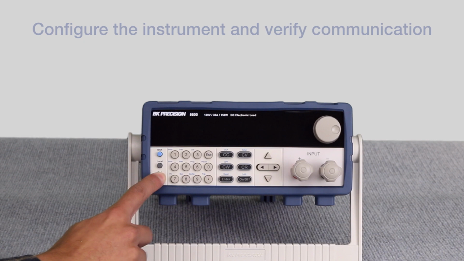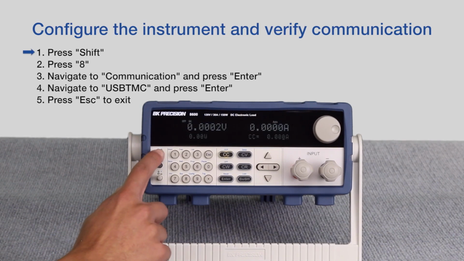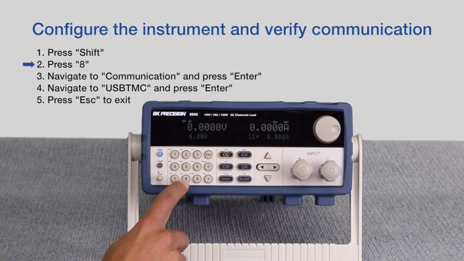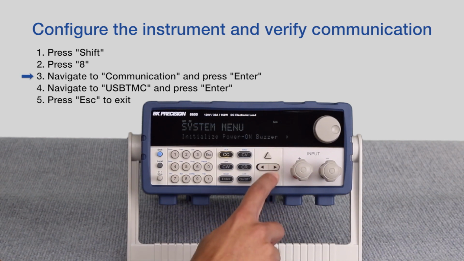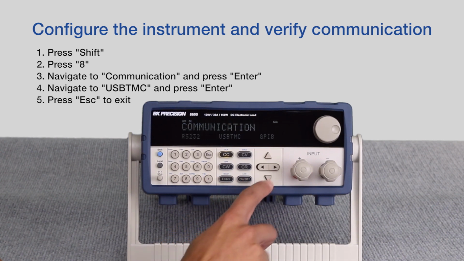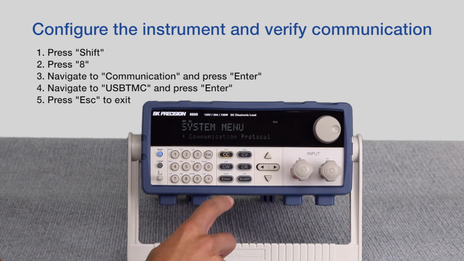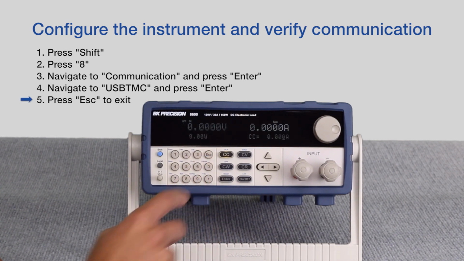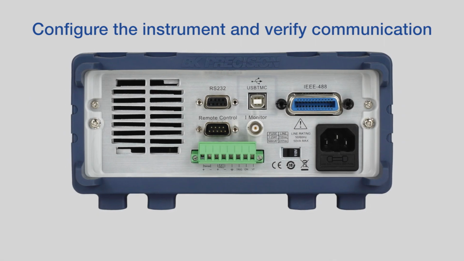Make sure the instrument is properly set up for USB-TMC communication. Press Shift, then press 8 to access the system settings. Navigate to Communication and press Enter. Highlight USB-TMC and press Enter again. Press Escape to exit.